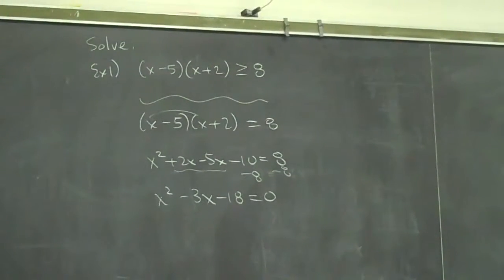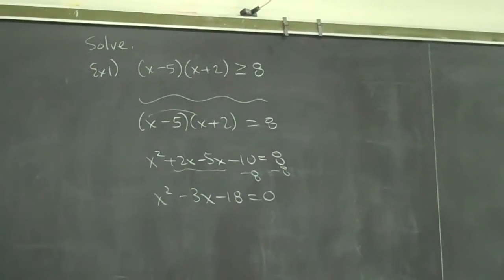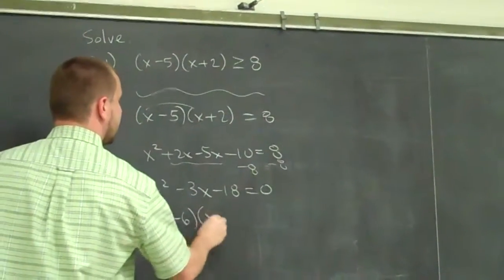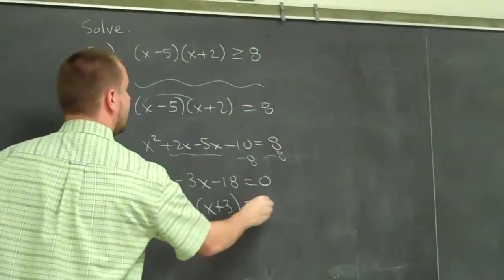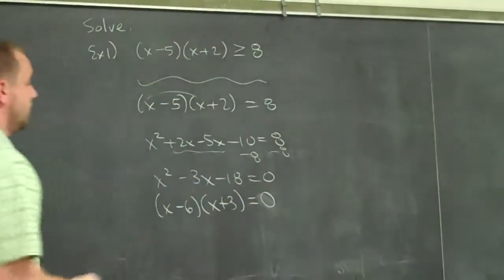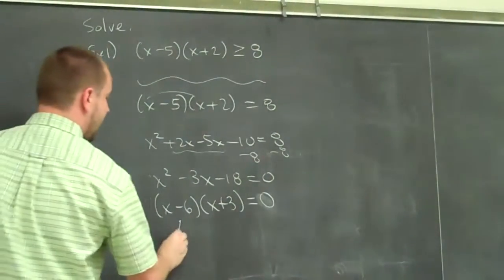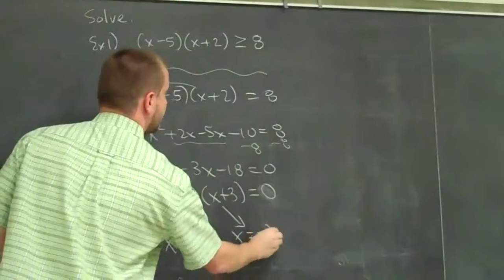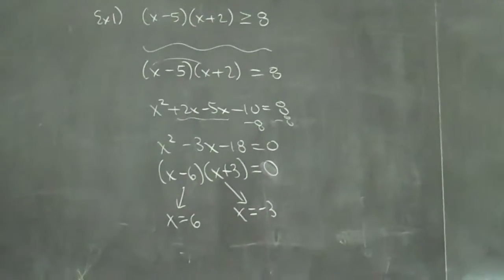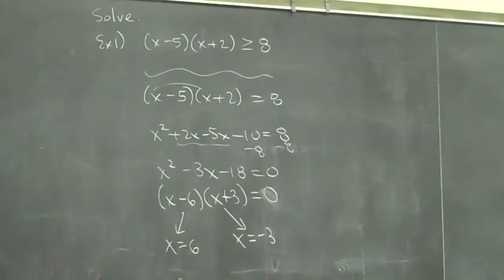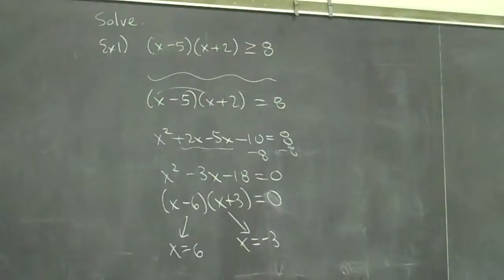And hopefully that factors, does it? Yeah. Okay, cool. So if it factors, we have x minus 6 times x plus 3 equals 0. And I get from that x equals 6 or x equals negative 3. Okay? But those are not my solutions, necessarily. Those are what we're going to call critical numbers.